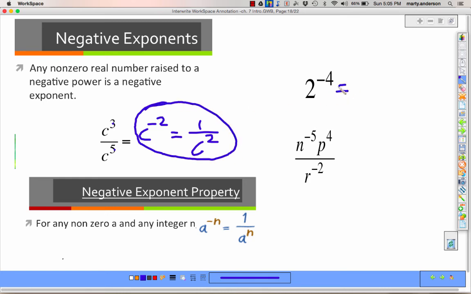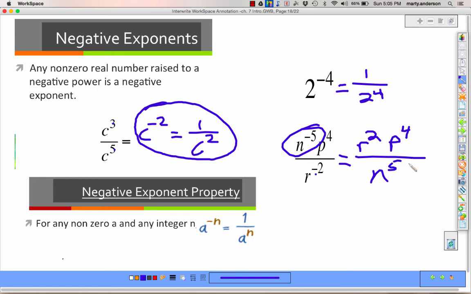Remember, if we have a negative exponent in the numerator, we can move it to the denominator and it becomes positive. If we have a negative exponent in the denominator, we move it to the numerator. It becomes positive. P to the fourth is still there. This guy, if it's a negative 5, it goes down. It's a positive 5. Boom goes the dynamite.